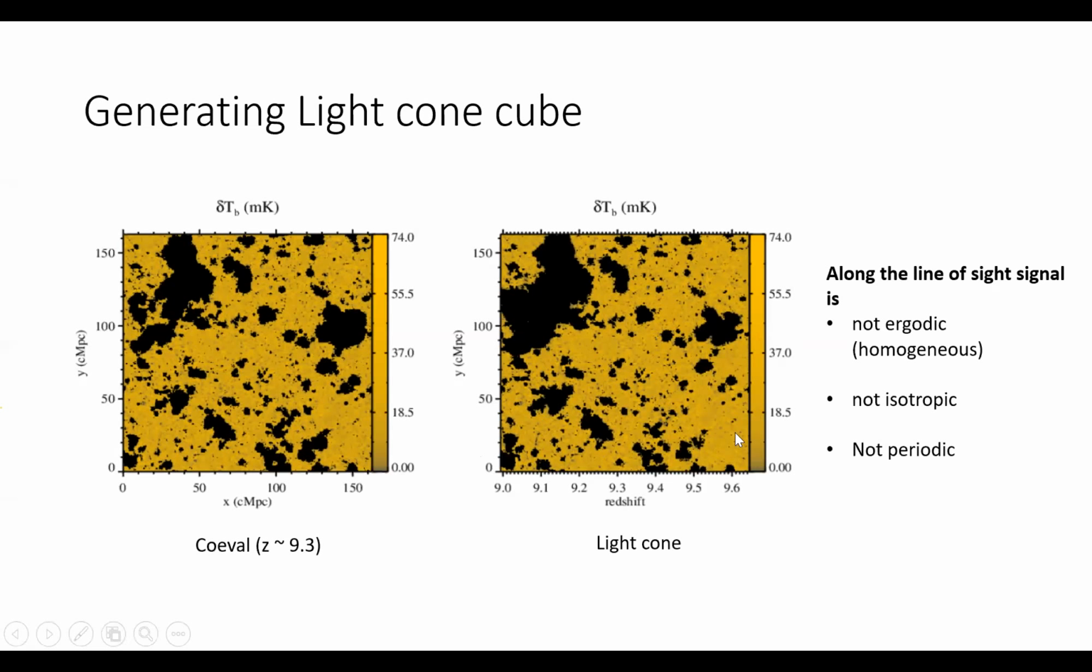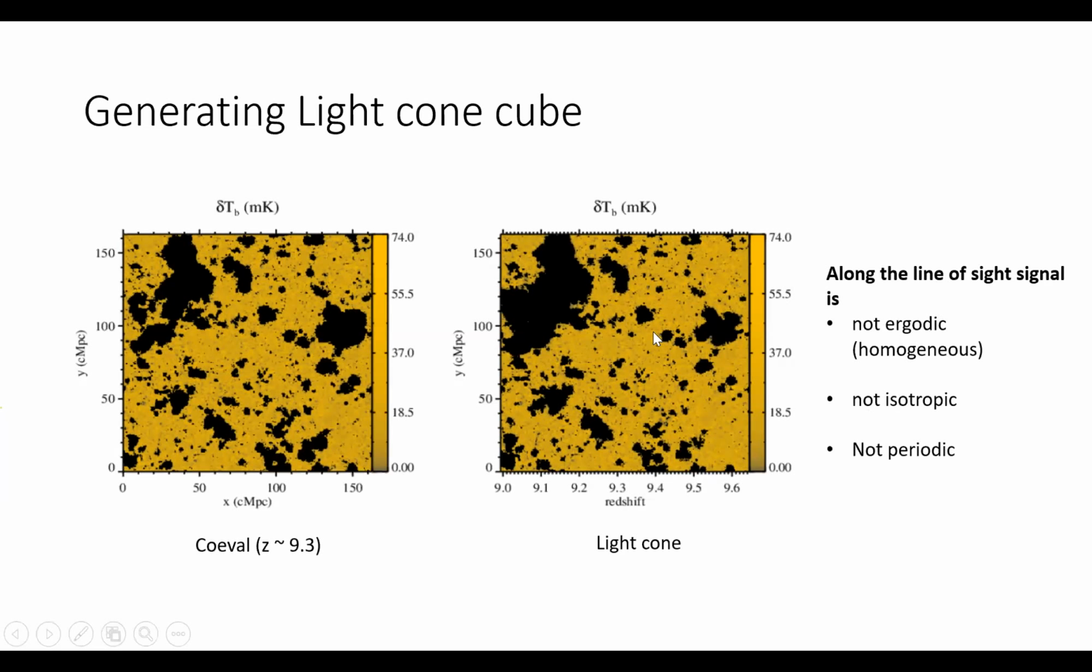Also, you break your isotropy. So basically, the two basic cosmological principles, that the universe is homogeneous and isotropic, are broken if you implement the light cone effect along the 3D line of sight direction. And also your box is not periodic. So these three things are the implications of the light cone effect.